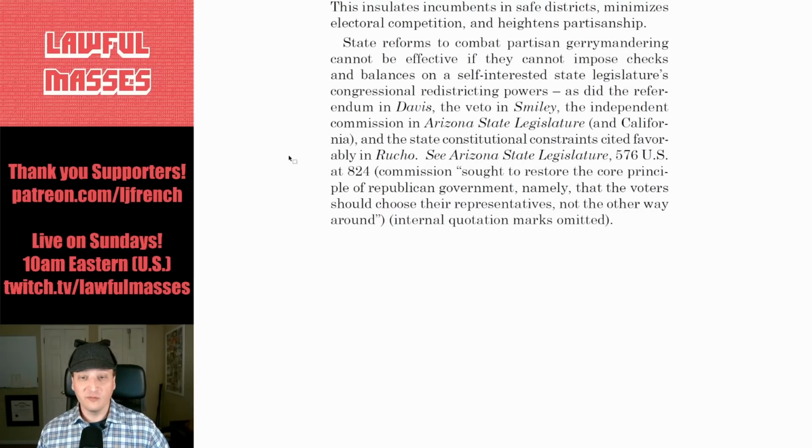State reforms to combat partisan gerrymandering cannot be effective if they cannot impose checks and balances on a self-interested state legislature's congressional redistricting powers, as did the referendum in Davis, the veto in Smiley, and the independent commission in Arizona State Legislature, and the state constitutional constraints cited favorably in Rucho.